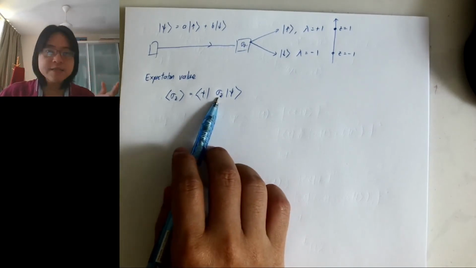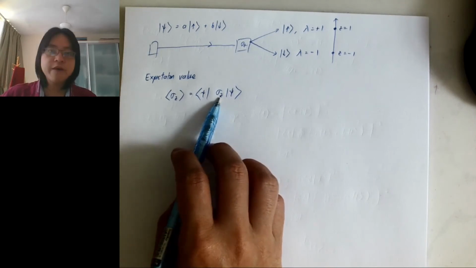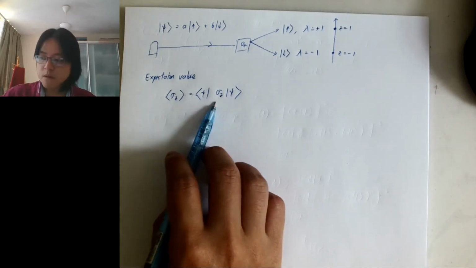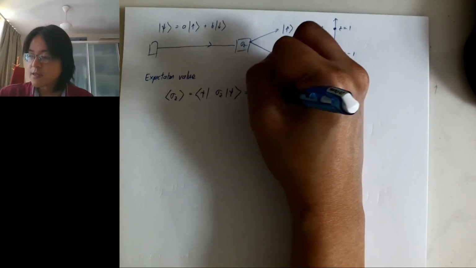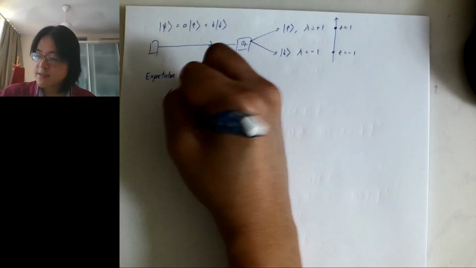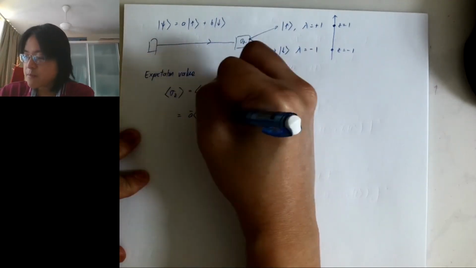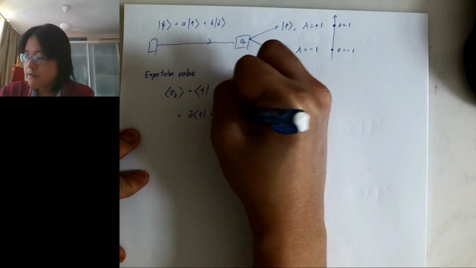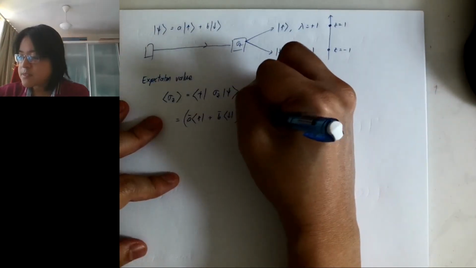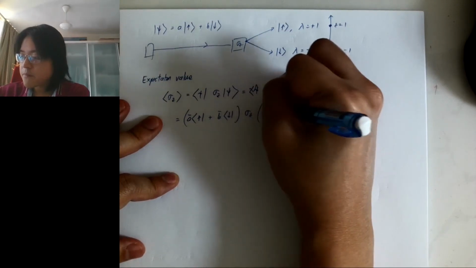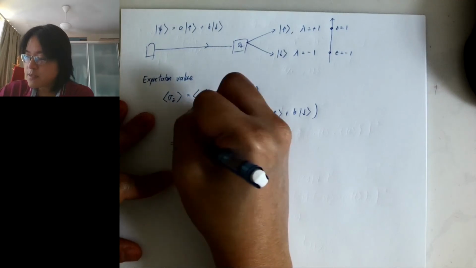If sigma z is a Hermitian operator, which it is, then the expectation value would be a real number. Okay, so given a state here, let's just do this calculation. Let's plug in everything here. We have a bar up plus b bar down, then sigma z, and then a up plus b down, right? So let's see what happens here.